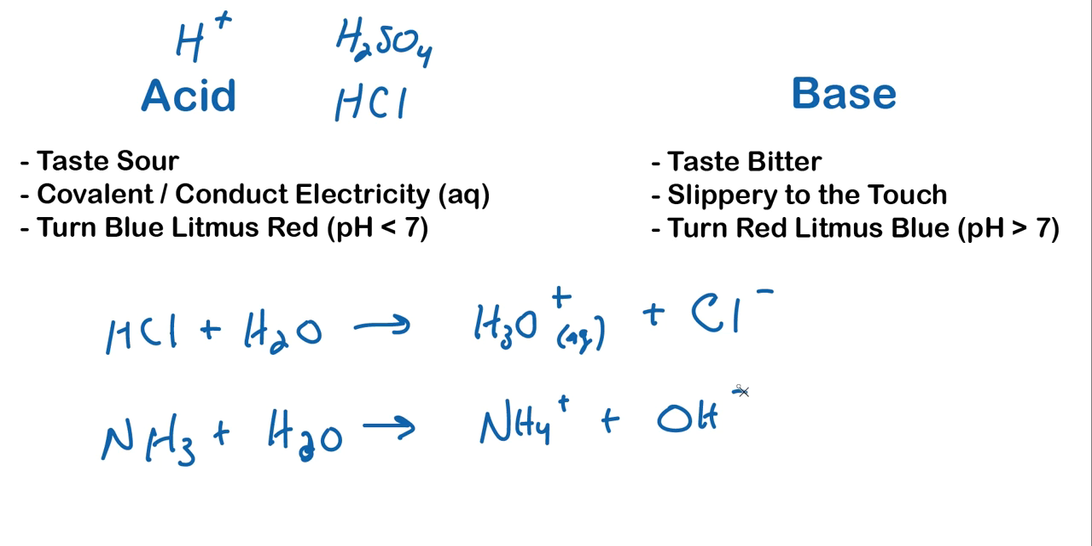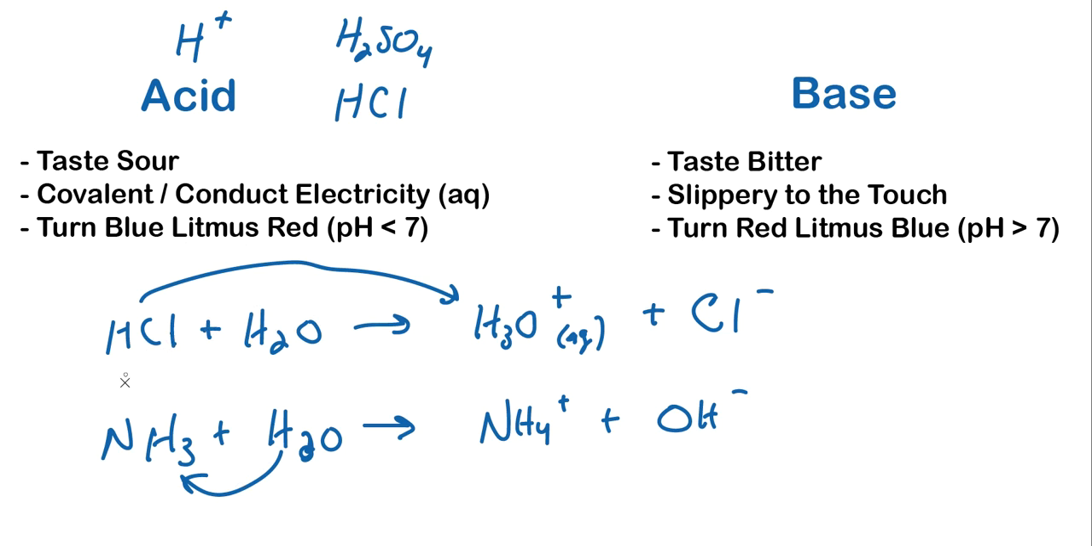So here the hydrochloric acid was a hydrogen donor. It donated that hydrogen ion. Here NH3 was a hydrogen ion acceptor. It accepted the hydrogen ion from the water. So now that leaves you kind of an interesting thing. In acid-base reactions, there's always an acid and there is always a base. You can't have one without the other.